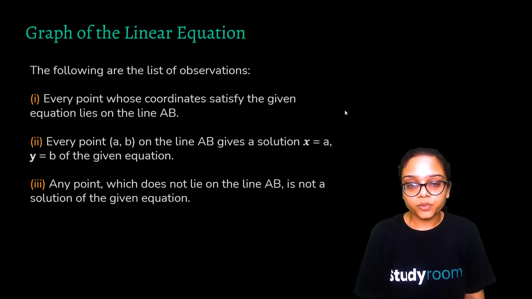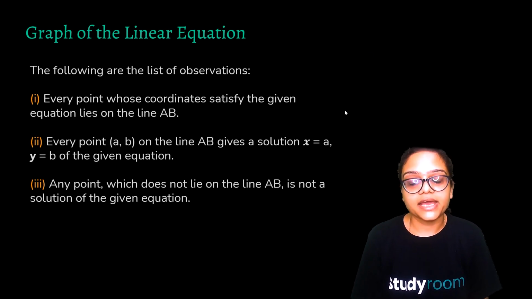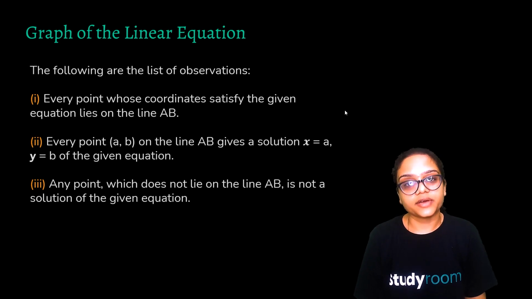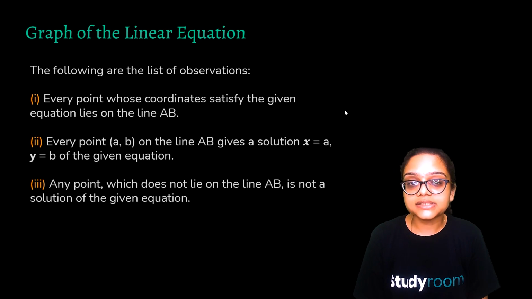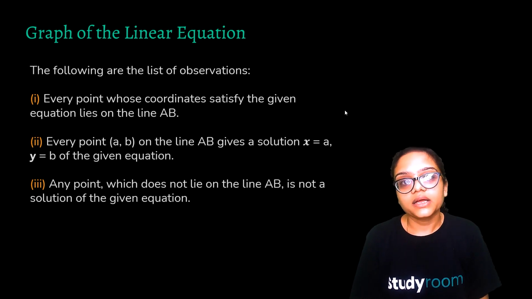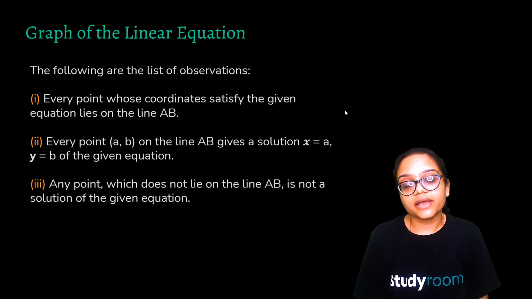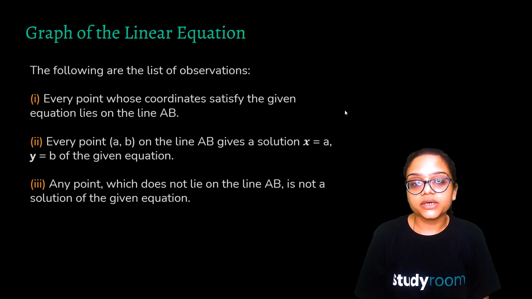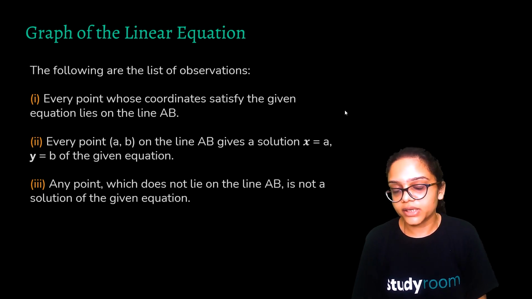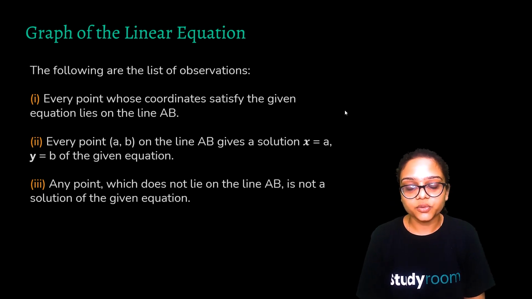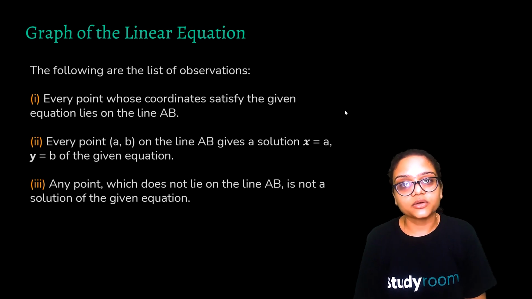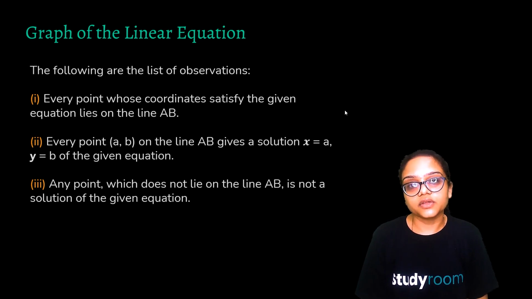The following points are the list of observations. Every point whose coordinates satisfy the equation lies on the line. Since these points are made from solutions of the equation and then we plot the line, obviously every point lying on the line satisfies the equation. Every point on the line gives a solution. Second, any point which is not lying on the line is not a solution of the equation.